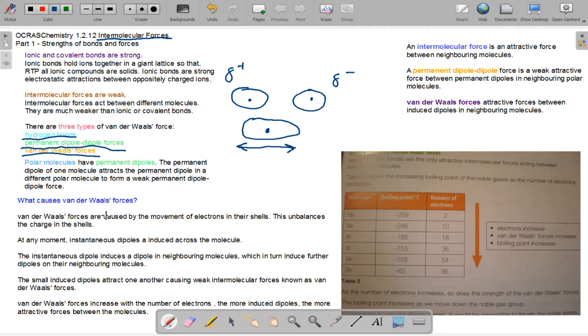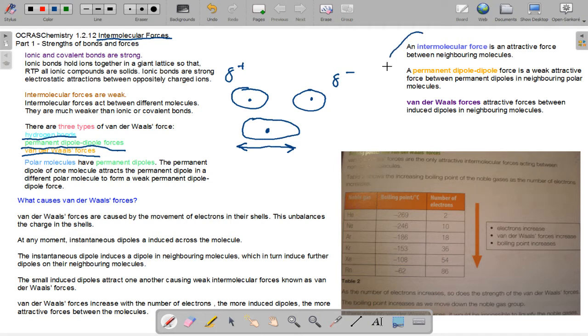Van der Waals forces are caused by the movement of electrons in their shells. This unbalances the charge in their shells. At any moment, the instantaneous dipoles are induced across the molecule. So, like I just showed you up the top, the instantaneous dipole induces a dipole in neighbouring molecules, which in turn induces further dipoles on their neighbouring molecules. The small induced dipoles attract one another, causing weak intermolecular forces known as van der Waals forces. Van der Waals forces increase with the number of electrons. The more induced dipoles, the more attractive forces between the molecules.